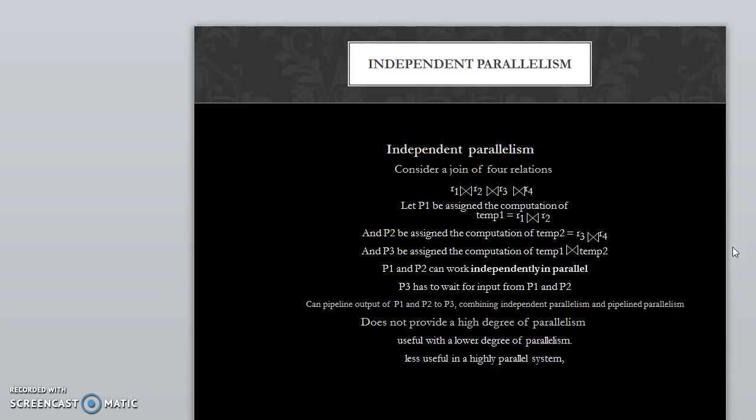Then independent parallelism. We consider a join of four relations, R1, R2, R3, and R4. Here we store the R1, R2 join result in temp1 and the R3, R4 join result in temp2. And then we perform the join of temp1 and temp2. Here P1 and P2 work independently in parallel, and P3 has to wait for the inputs from P1 and P2. It does not provide a high degree of parallelism, and it is useful with a lower degree of parallelism, and it is less useful in highly parallel systems.